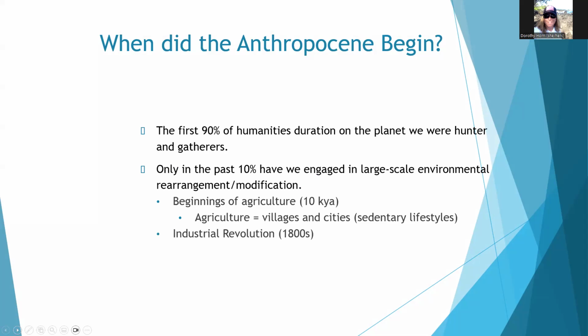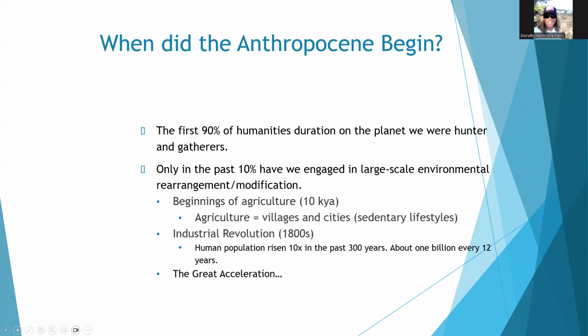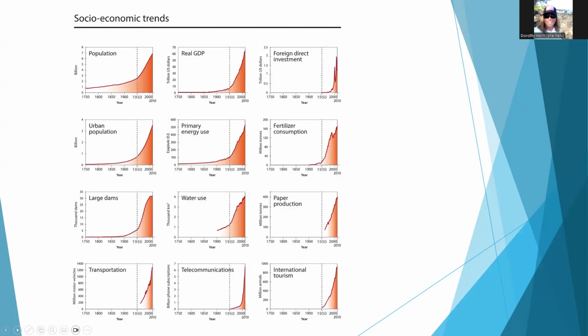So we went from riding around on horseback and walking to the wheel, driving cars, etc., burning coal, digging things out of the ground. Human population has grown 10 times in the past 300 years. And that's nuts. It's about a billion every 12 years. So that's a lot. And that name for that is called the Great Acceleration. So you can really see these trends. Up here on the left, we see this is in billions on the y-axis, and on the x-axis is the year, okay? And so you see the population skyrocketing in the 50s. So this is the boomer generation, right?